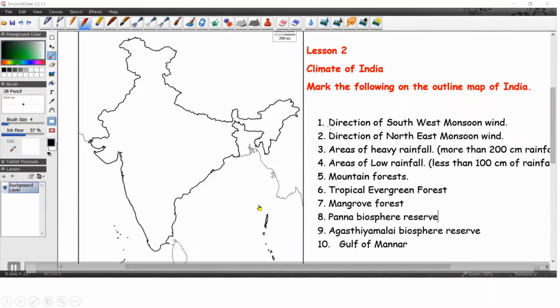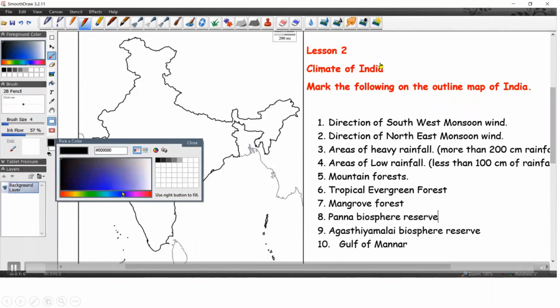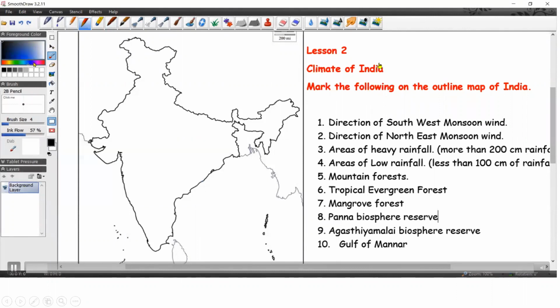In this lesson, let us see how to mark the places for the lesson Climate of India. This lesson consists of the different seasons of India, the distribution of rainfall, natural vegetation, and wildlife. And the first one is the direction of the southwest monsoon wind.